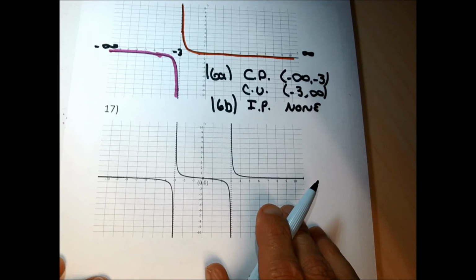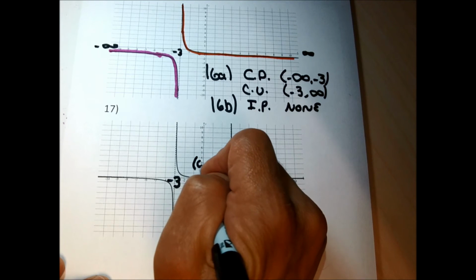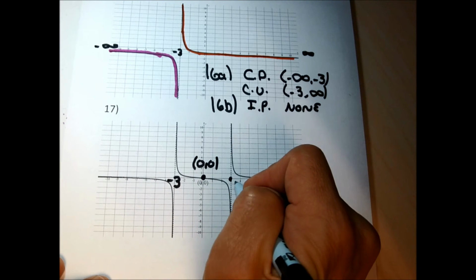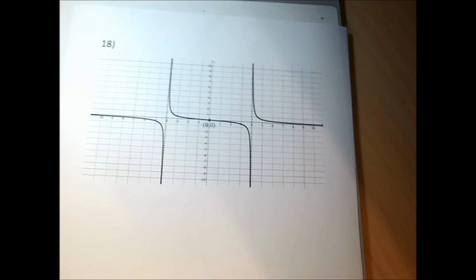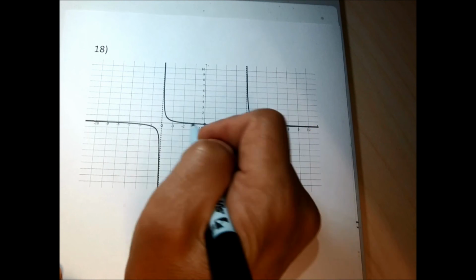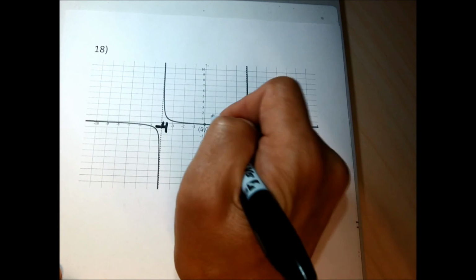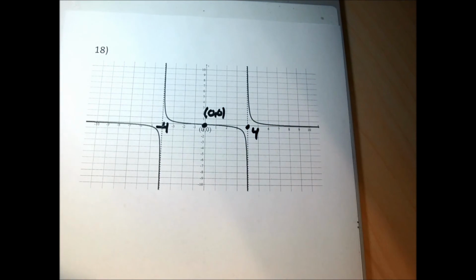For your problem 17, there's a vertical asymptote at x equal negative 3. There's a point marked at 0, 0, and there's a vertical asymptote at x equals positive 3. And I'm going to go do problem 18. If you can't do problem 17, when I do problem 18, you should be able to do problem 17. So for problem 18, there's a vertical asymptote at negative 4. There's a point marked at 0, 0. And there's a vertical asymptote at positive 4. A lot like your problem 17.